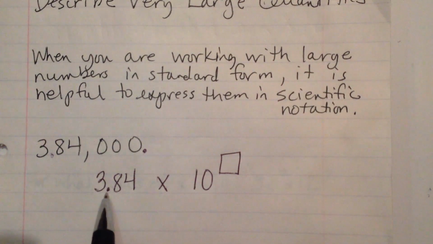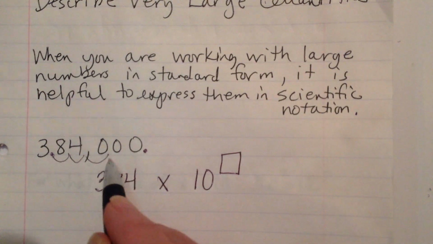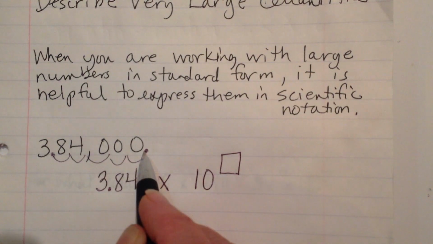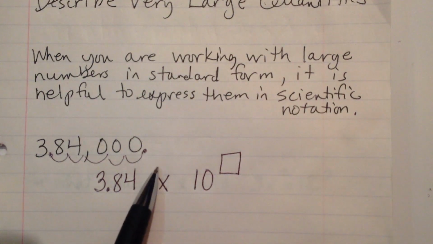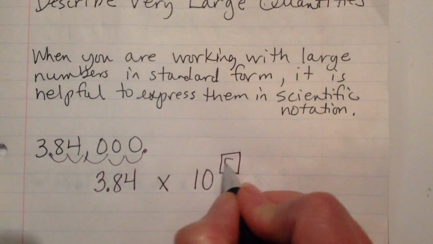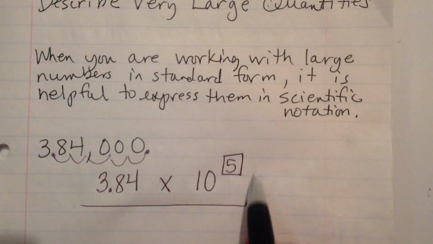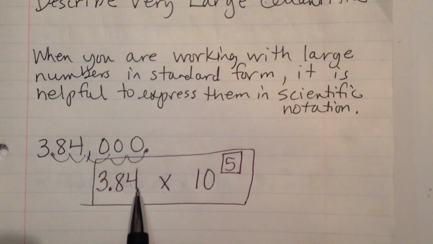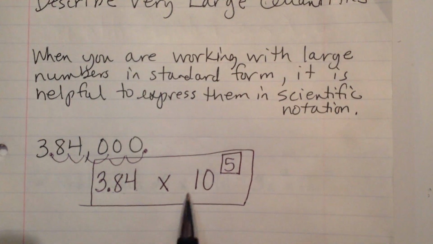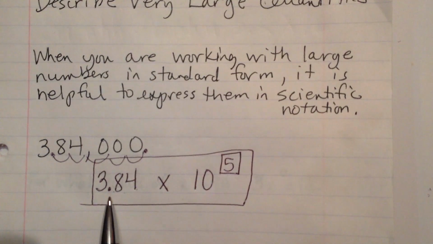If it's here in scientific notation, let's move it. 1, 2, 3, 4, 5. We're moving it to the right. Going to the right says positive exponent. So my exponent is positive 5. So scientific notation of this number would be 3.84 times 10 to the 5th. But your decimal has to be behind the first non-zero digit.